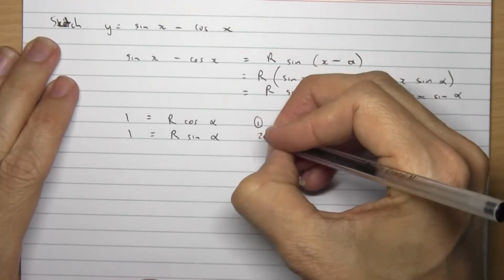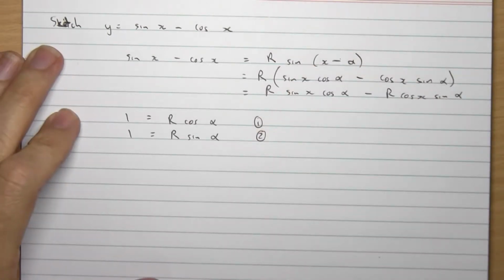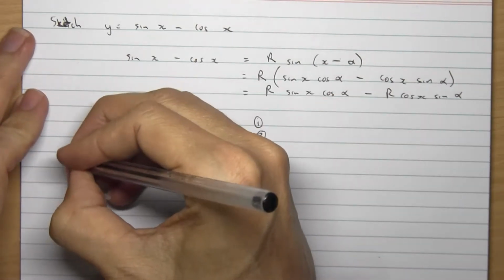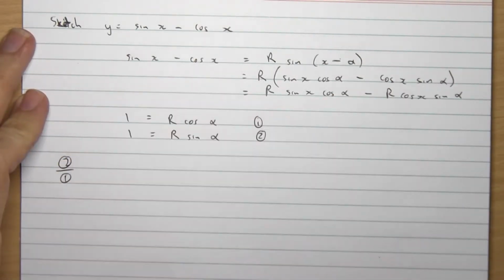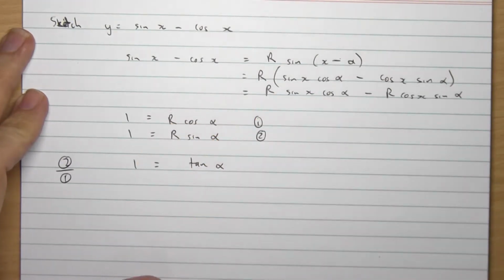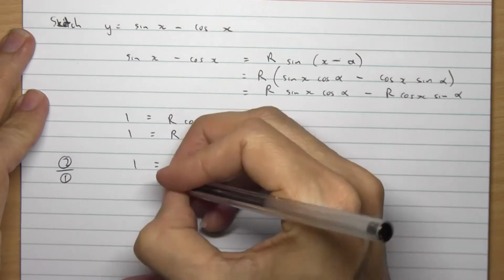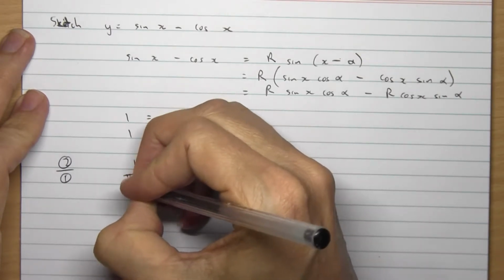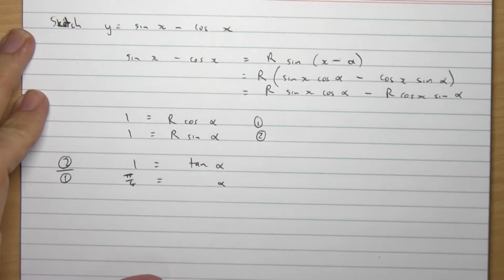So, I instinctively want to do the divide first, right? 1 over 1 tells me 1 equals tan alpha. And that means alpha has to be pi on 4. And we're always working in the first quadrant, so it's just pi on 4.